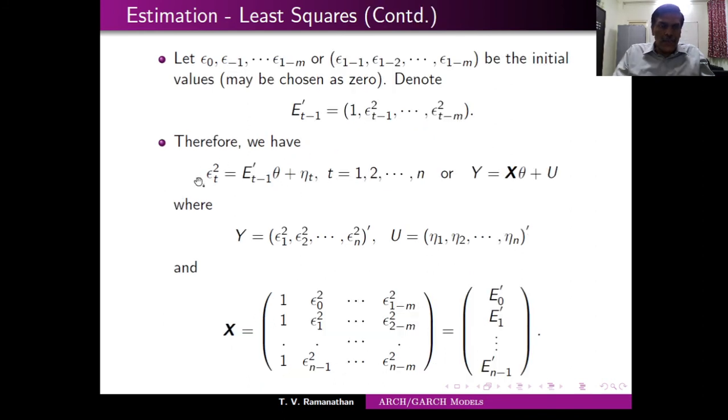And therefore, we can write this equation in a format like this. So this is like a regression format, y equal to x beta plus epsilon, and this is my x. And if I write for all the t, you can now write epsilon 1 square, epsilon 2 square, etc., epsilon n square as y, and write the rows 1, epsilon t minus 1 square, etc., for t equal to 1 up to n. So you get this entire set of vectors and call that matrix x. So you have y equal to x theta plus u.